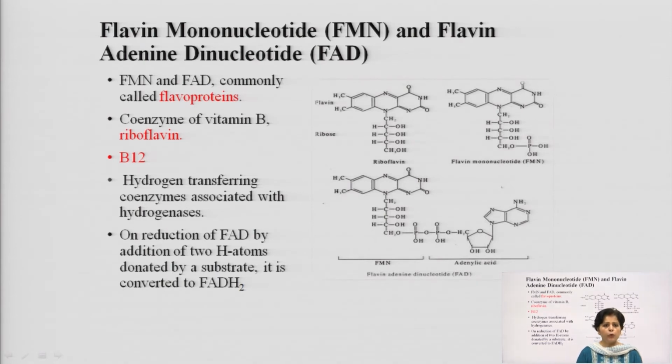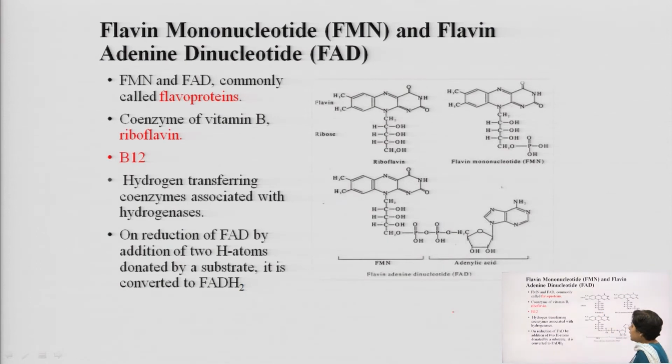The next one is flavin mononucleotide or flavin adenine dinucleotide, FMN and FAD. Flavin mononucleotide is represented as FMN and flavin adenine dinucleotide is known as FAD. They are commonly called flavoproteins. They are coenzymes of vitamin B2, riboflavin. The hydrogen transferring coenzyme associates with the hydrogenase.